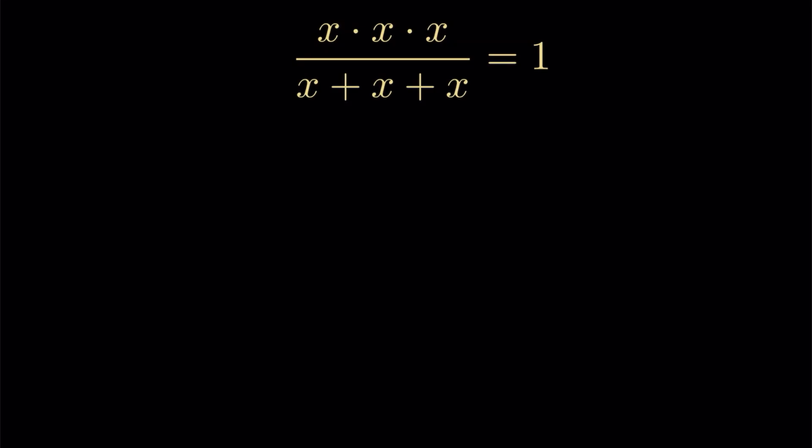x times x times x upon x plus x plus x equals 1. Find the value of x. So x times x times x is x cube, then x plus x plus x is 3x.